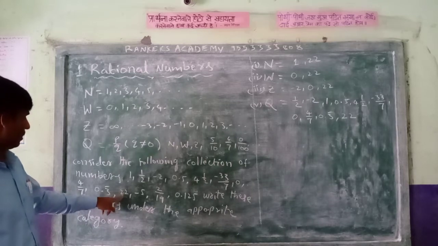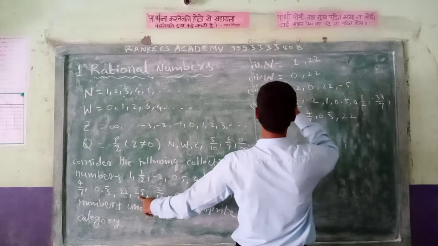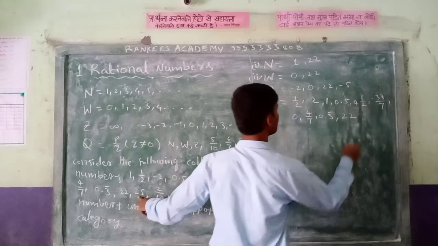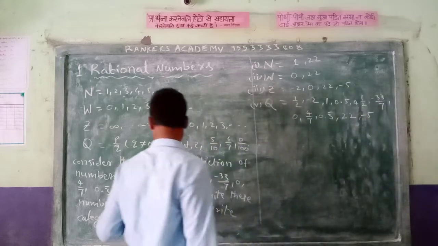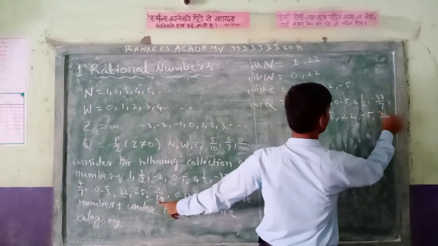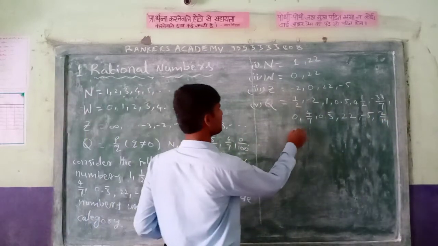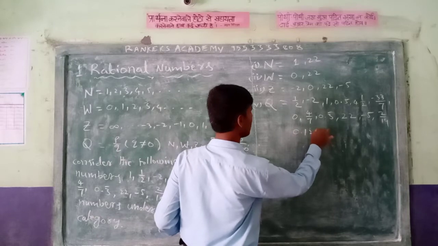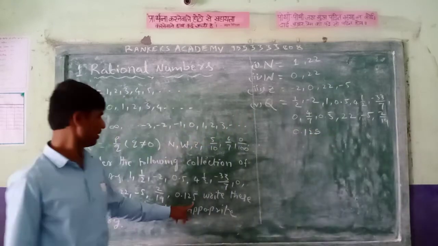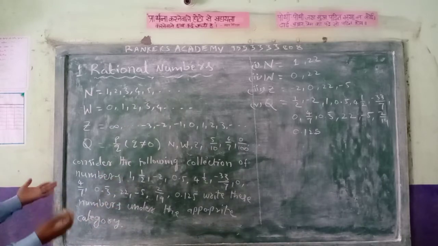Minus 5. A minus, negative number means it is an integer, we can write here also. Now 2 by 19 is a rational number, we can write only rational number here. 0.125 is a terminating decimal, we can write here only rational number. 1, 2, 5. Okay, so this is all we wrote.